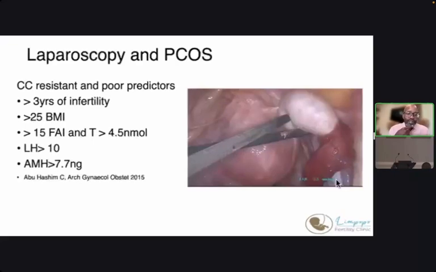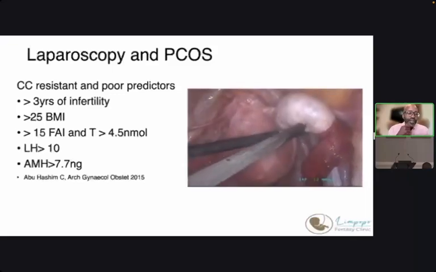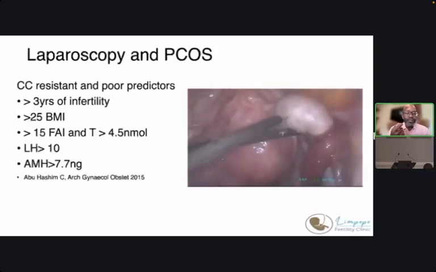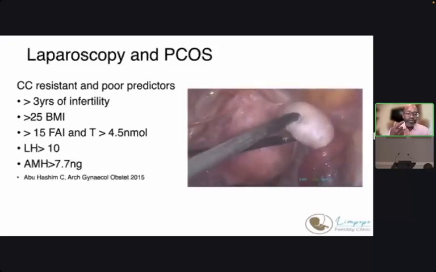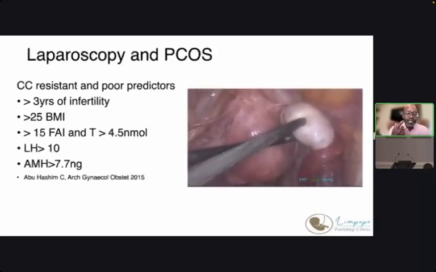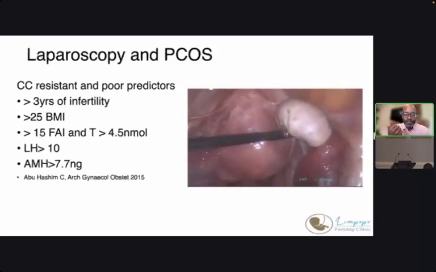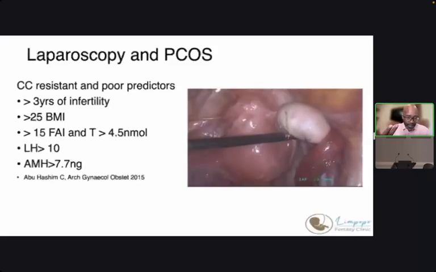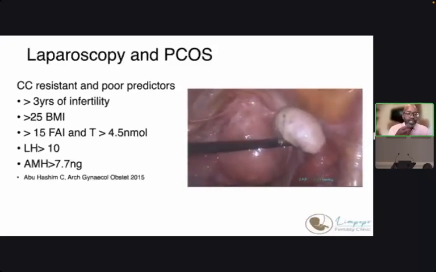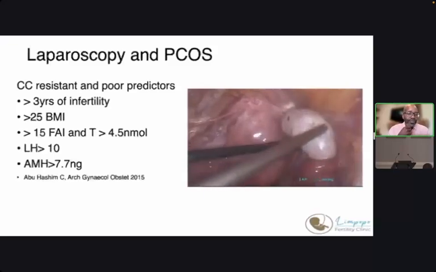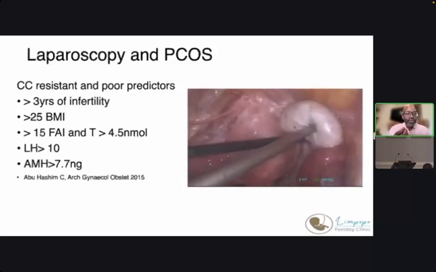So which patients will benefit from ovarian drilling? If a patient has clomiphene citrate resistance, these are the poor predictors for ovarian drilling. I think we shouldn't be offering ovarian drilling to everyone, because I've seen patients who have 6, 10, 12, 20 holes in bilateral ovaries from ovarian drilling. So ovarian drilling is done on one ovary, preferably 4 holes, 40 watts, 4 seconds. And you need to rinse the ovary to cool it, because the energy that we use is very detrimental to the follicles.